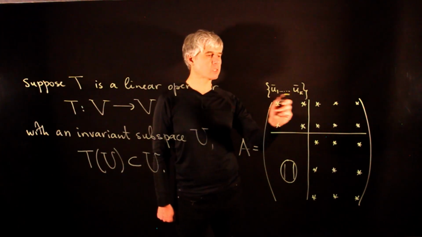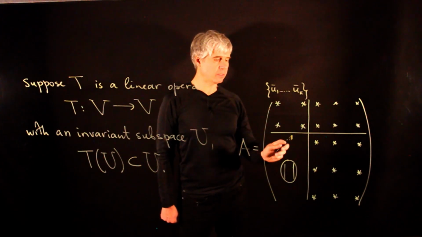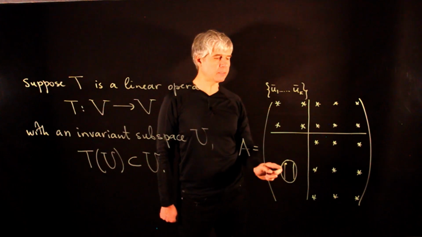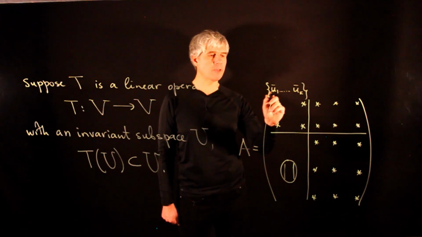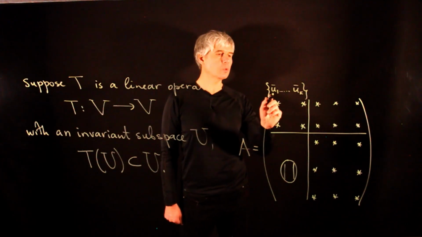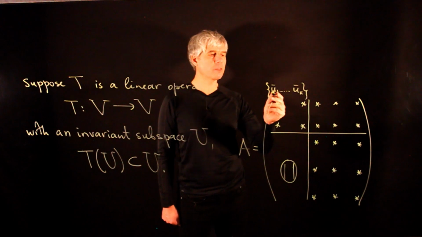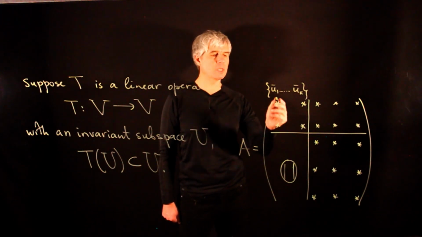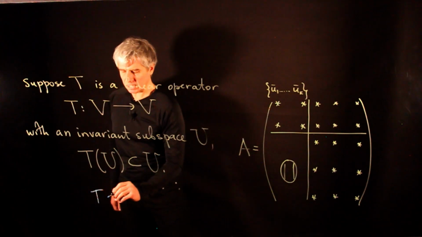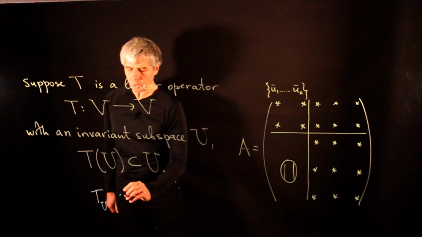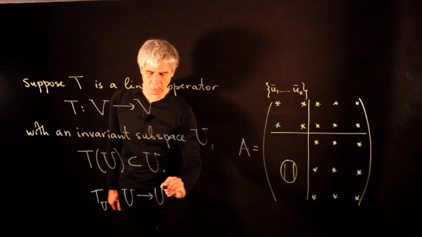So here we will have a square block of size k, where k is the dimension of U, and we will have a block of zero underneath, because this linear transformation will send any basis vector from the subspace U to the subspace U. So this means that in images of these vectors, only the first k basis vectors will appear. This invariance tells us that we can restrict T to the subspace U, and then this will become a linear operator on the subspace U.